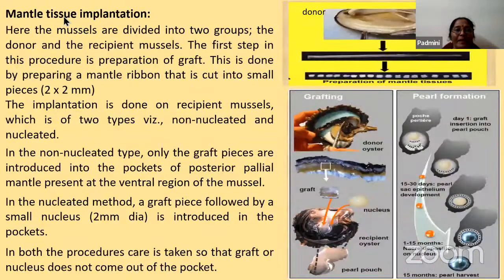The next one is the mantle tissue implantation. Mantle tissue itself, you're going to add. You need a donor and a recipient. The donor can be an old, aging mussel. You cut the mantle, take a long strip of it, and cut it into very tiny pieces, 2 by 2 mm. Now this becomes the nucleus, and this is what you insert into the recipient mussel. So a donor mussel and a recipient, that is grafting.